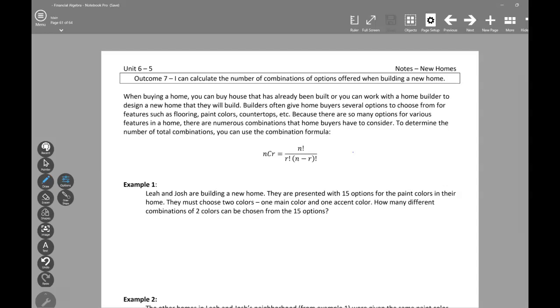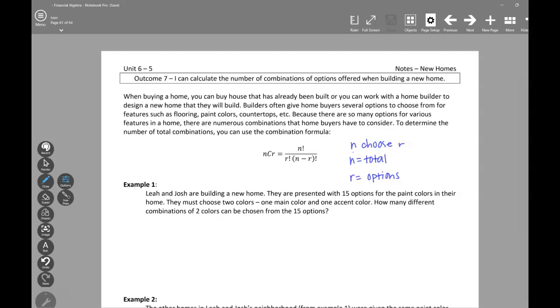There are numerous combinations that home buyers have to consider. To determine the total number of combinations, you can use the combination formula nCr. The only thing you really need to know is that it's n choose r. That's what it represents. N is going to be the total number of options, and r is going to be what you're trying to choose. So n is your total, and r is your options, what you're trying to pick out. N choose r.